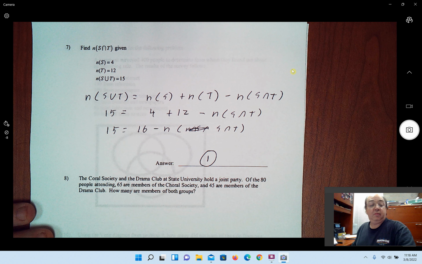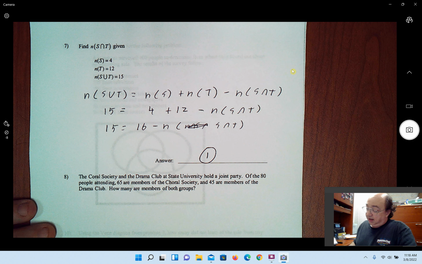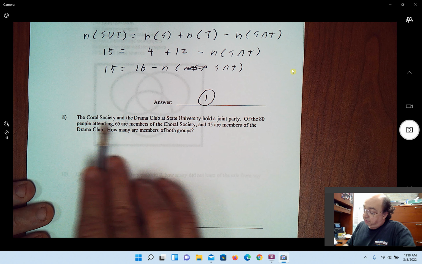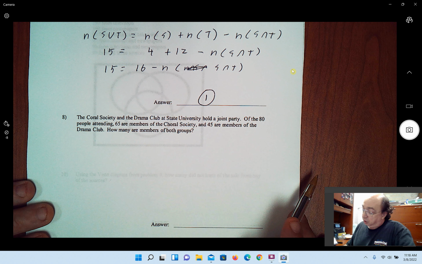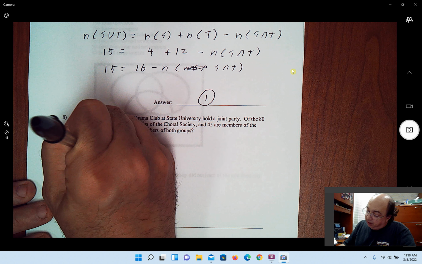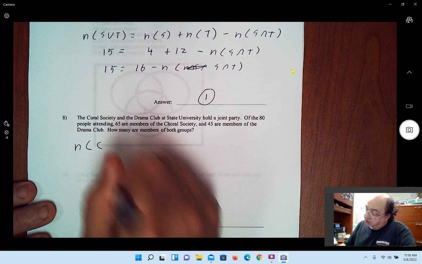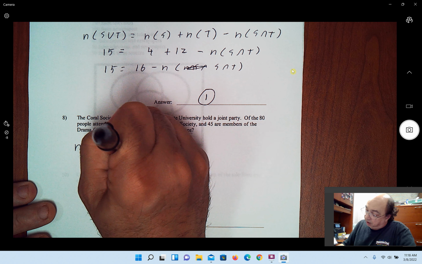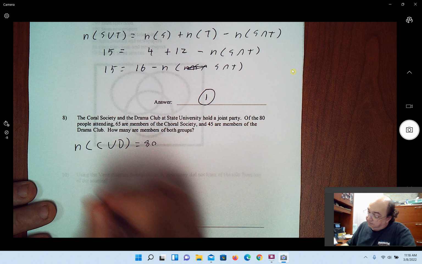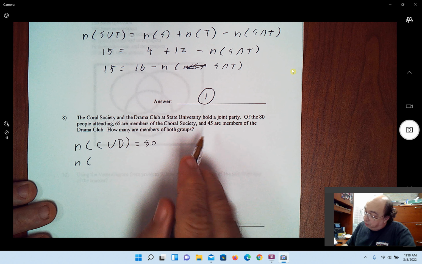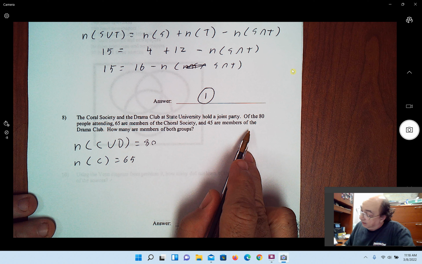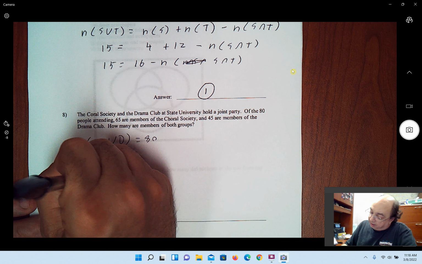Number 8 works a lot like number 7. They tell us that the Choral Society and the Drama Club are holding a party, and of those, 80 people are attending. So the number of people that are part of either the Choral Society or the Drama Club, that happens to be 80. We have 65 that are members of the Choral Society, and we have 45 that are members of the Drama Club.